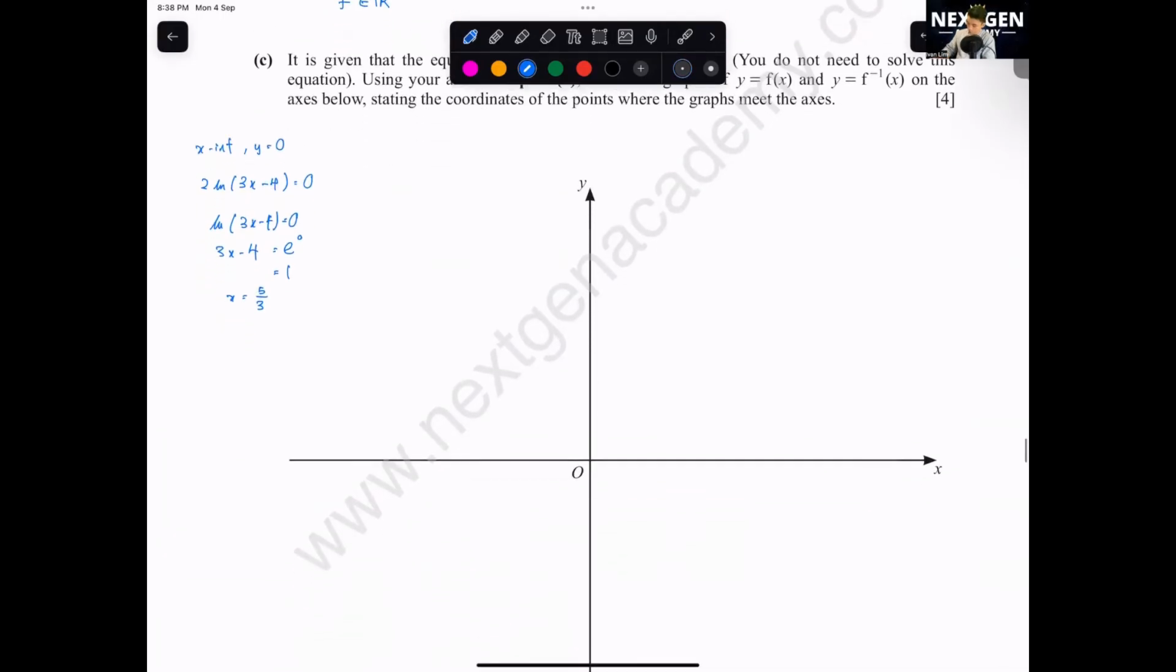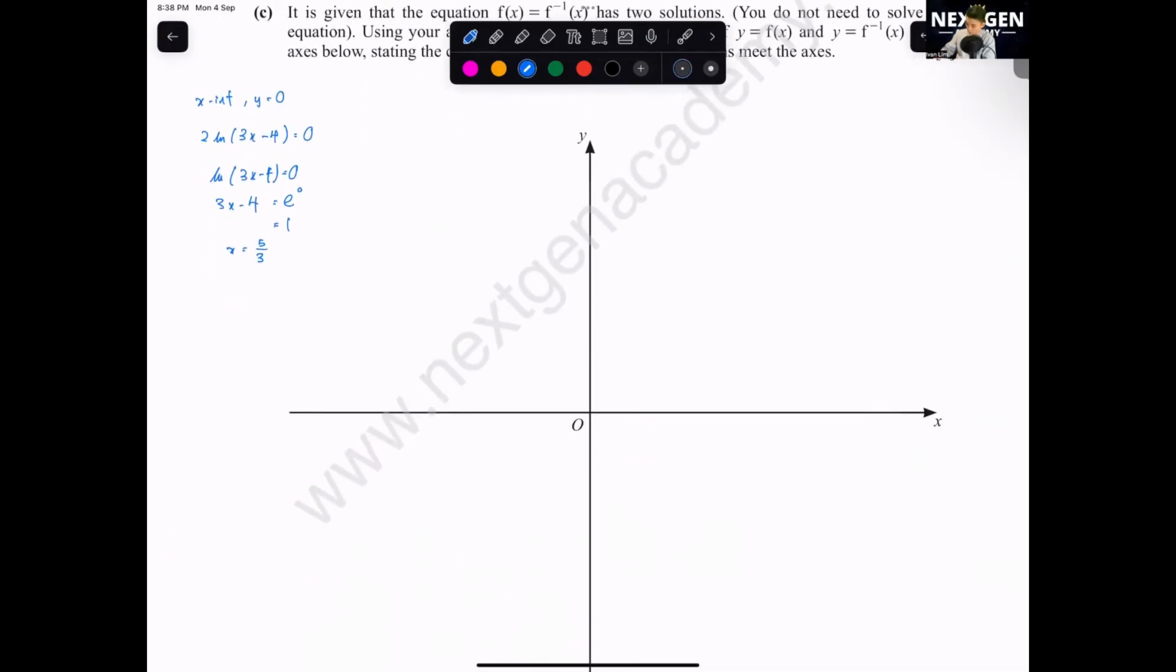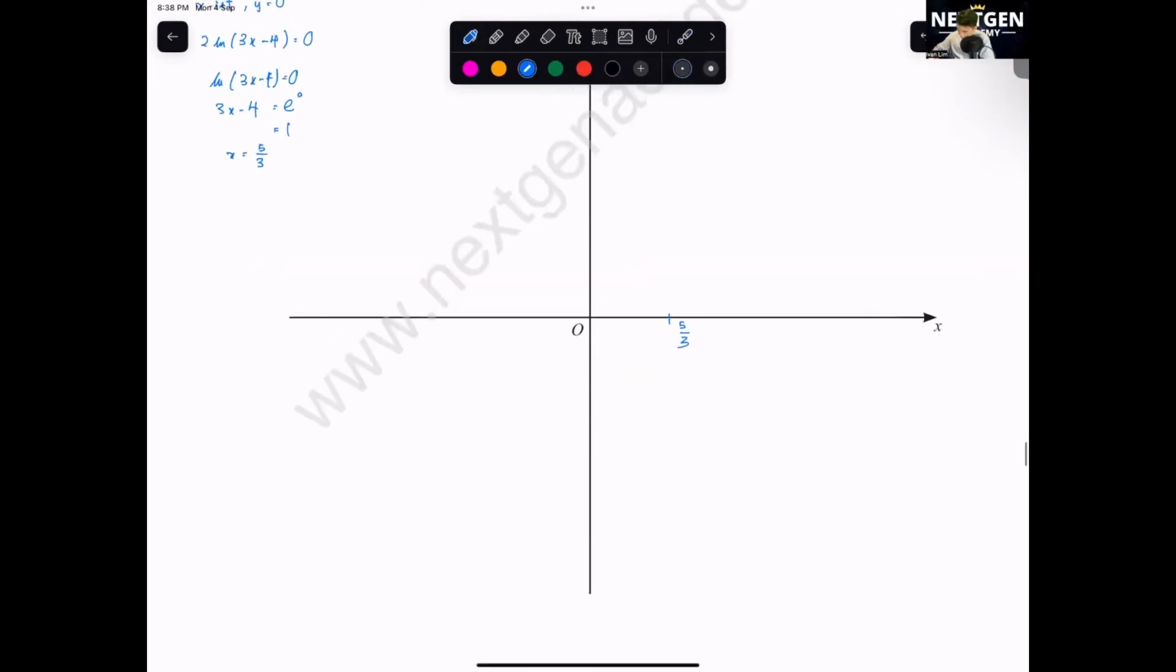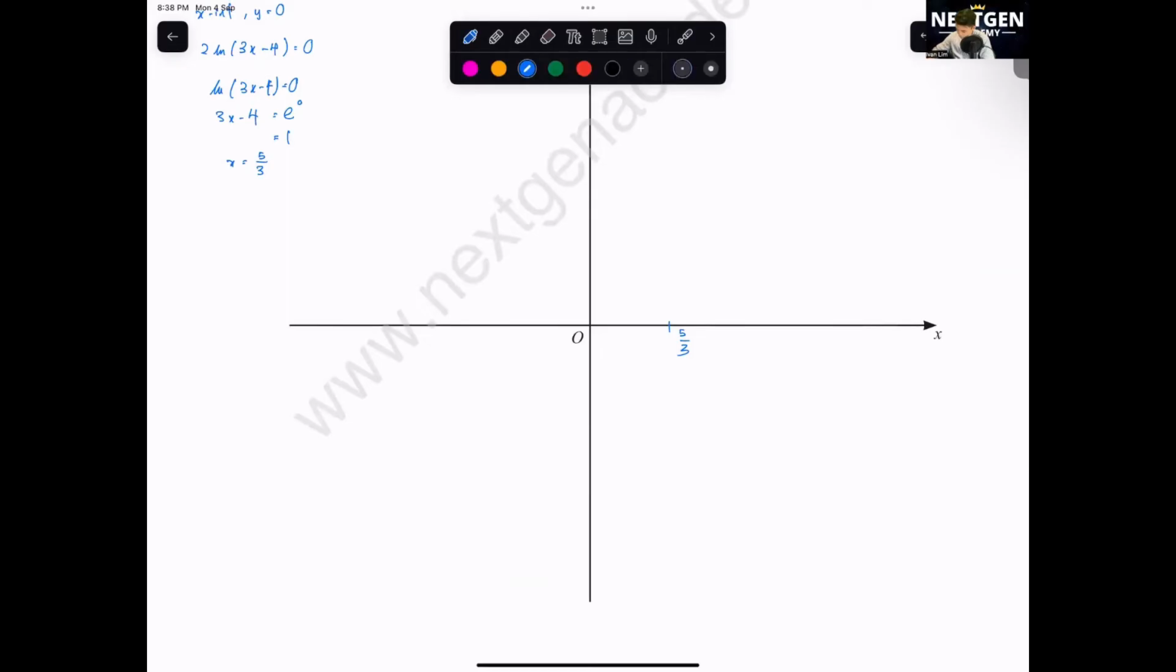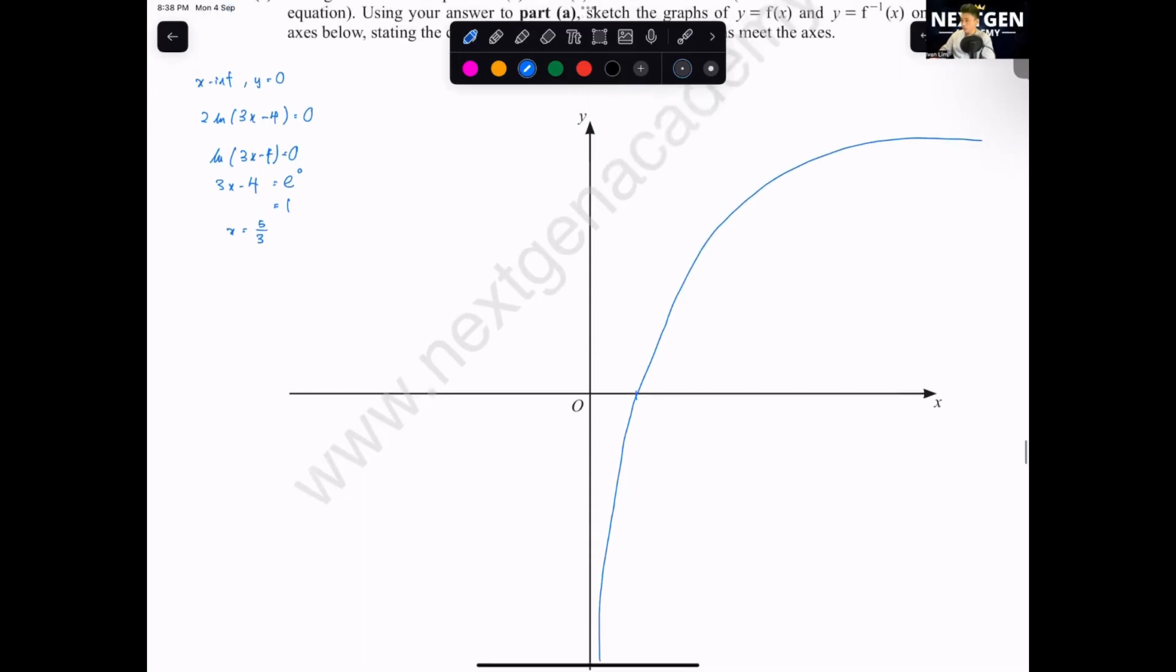We need to know that the graph doesn't pass by the asymptote, because the asymptote is 4 over 3. So what we are going to do is put the 5 over 3 here, and then we draw like this. Maybe I move here a little bit. 5 over 3. This is my f(x) graph.